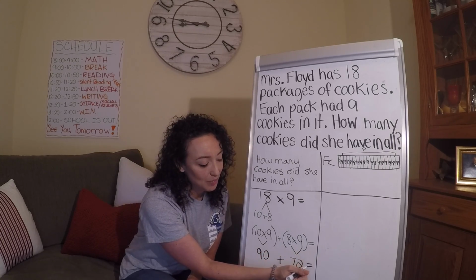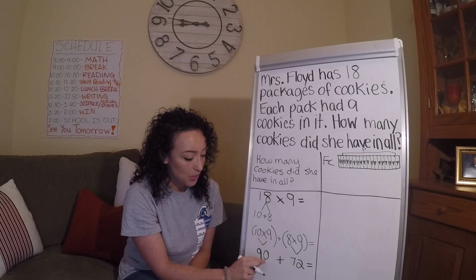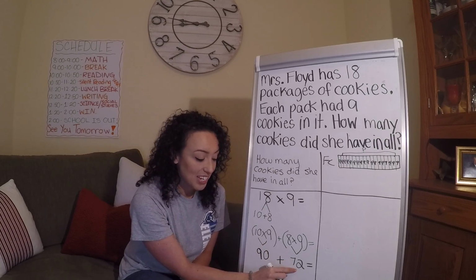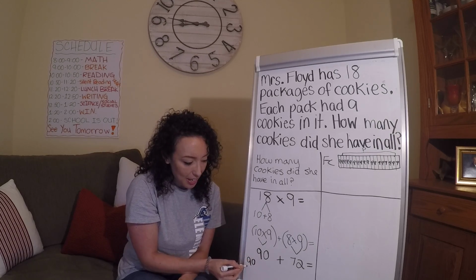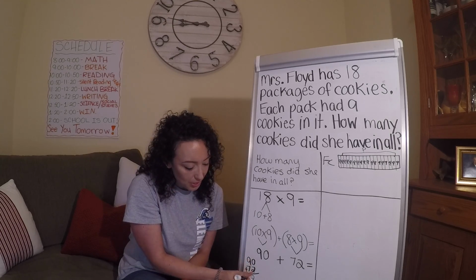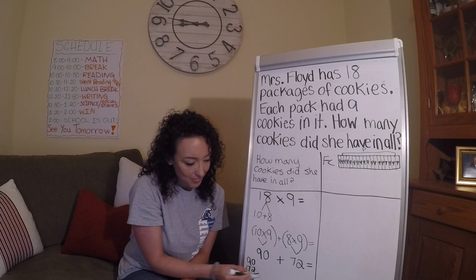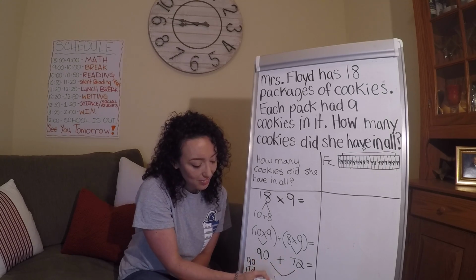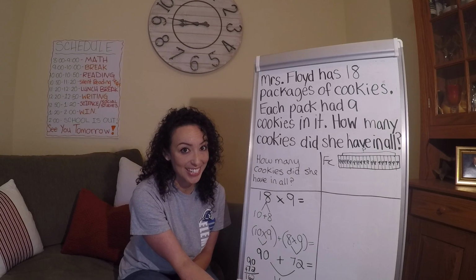And your equal sign. And now, it's just simple math. So 90 plus 72. If you need to, go ahead and bring it over here and line it up because sometimes it's hard to do in our heads. 0 plus 2, and then 9 plus 7. So your answer is 162. Did you get that right?